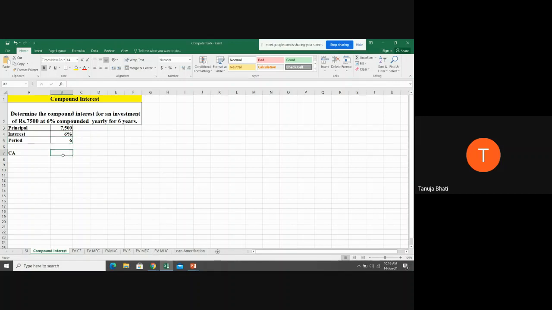Now, how do we calculate this using Excel? Instead of using the formulas that we saw in our manual calculation, we will use the help of Excel functions. Again, as I told you, it starts with equals to. Now, can anyone tell me, the compounded amount is the future amount. It is also called what, students?